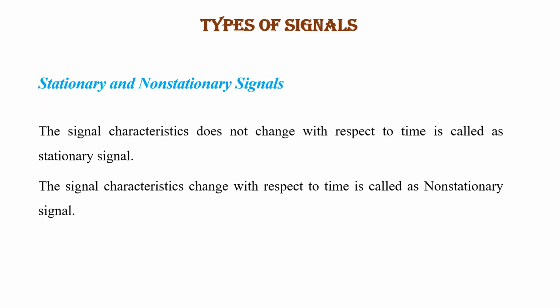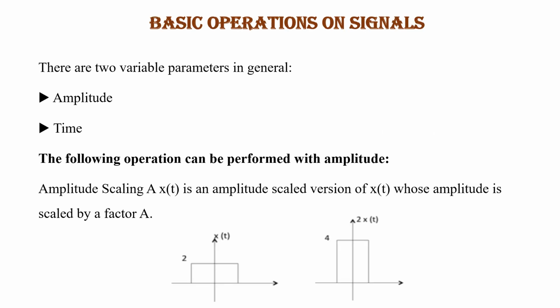Stationary and non-stationary signal. The signal whose characteristics do not change with respect to time is called as stationary signal. The signal whose characteristics change with respect to time is called as non-stationary signal. So these are some of the signals used in signals and systems. Next, let us see what are the basic operations performed on signal.